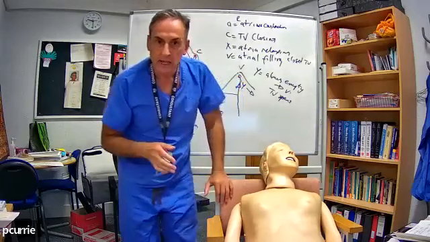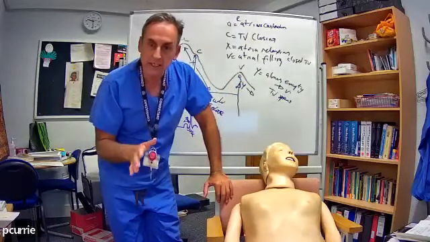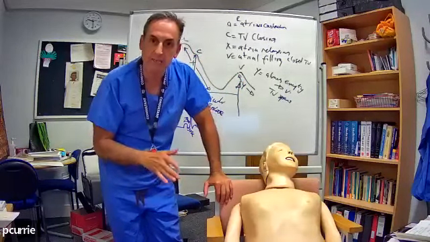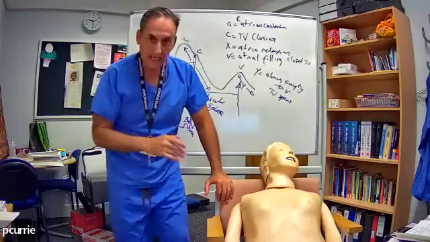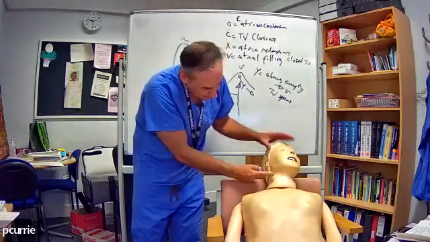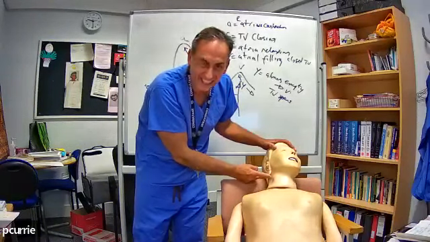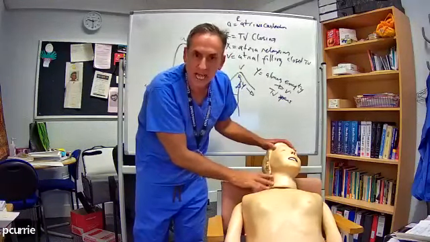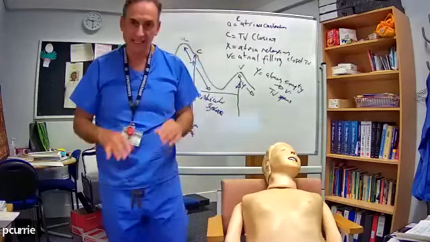Now, when it comes to measuring the JVP, you might be asked to measure it. And some people just look and say, well, we'll just measure it from the clavicle and see where the top of the column of blood is. And they'll measure that out and say, well, that's 5 centimeters.